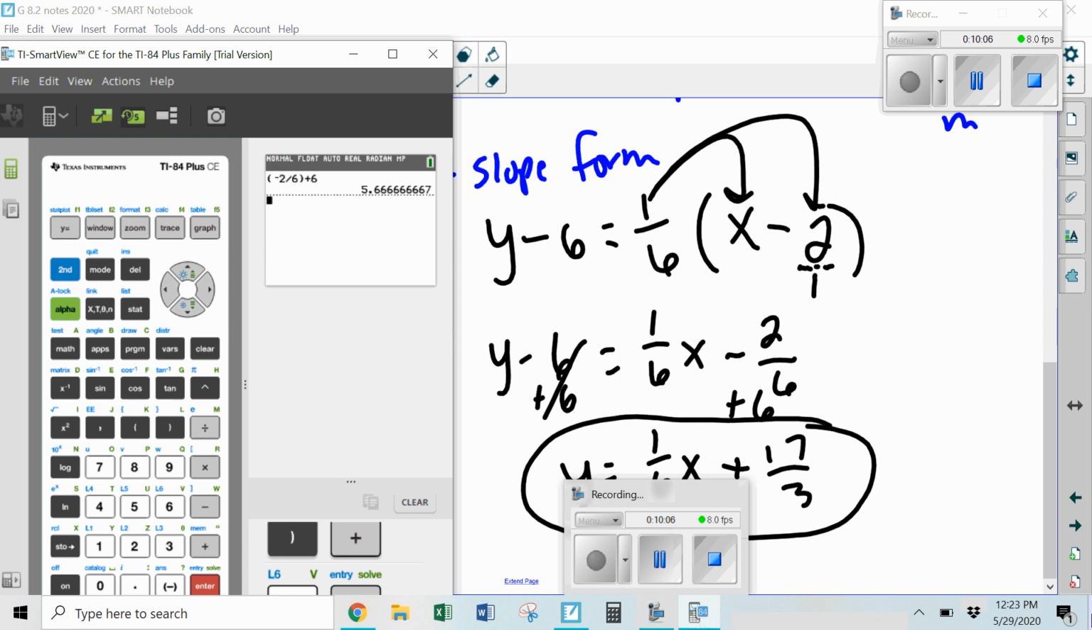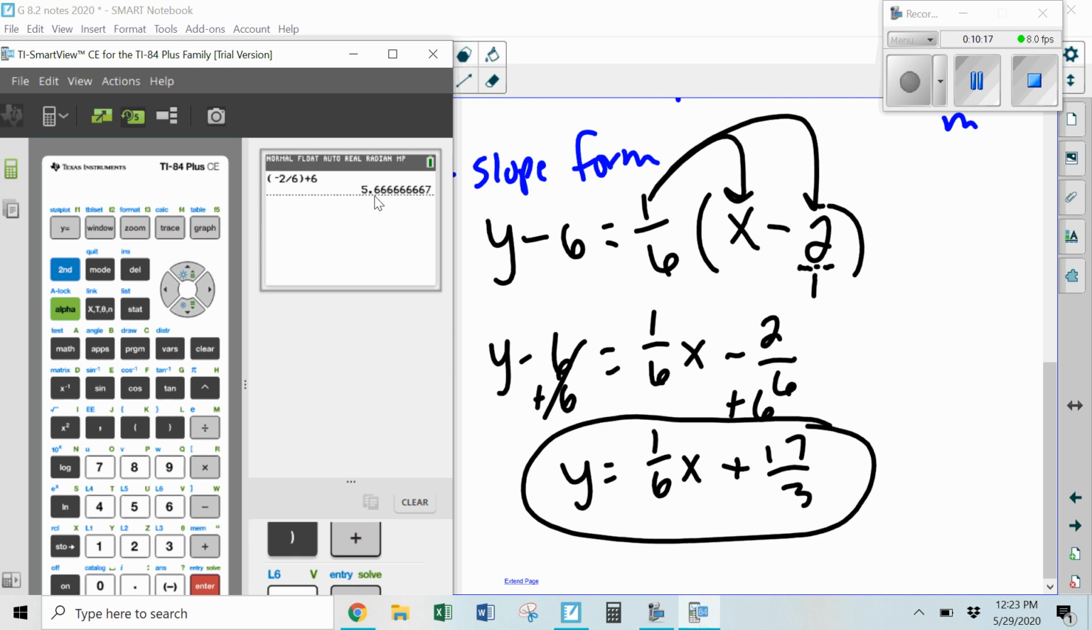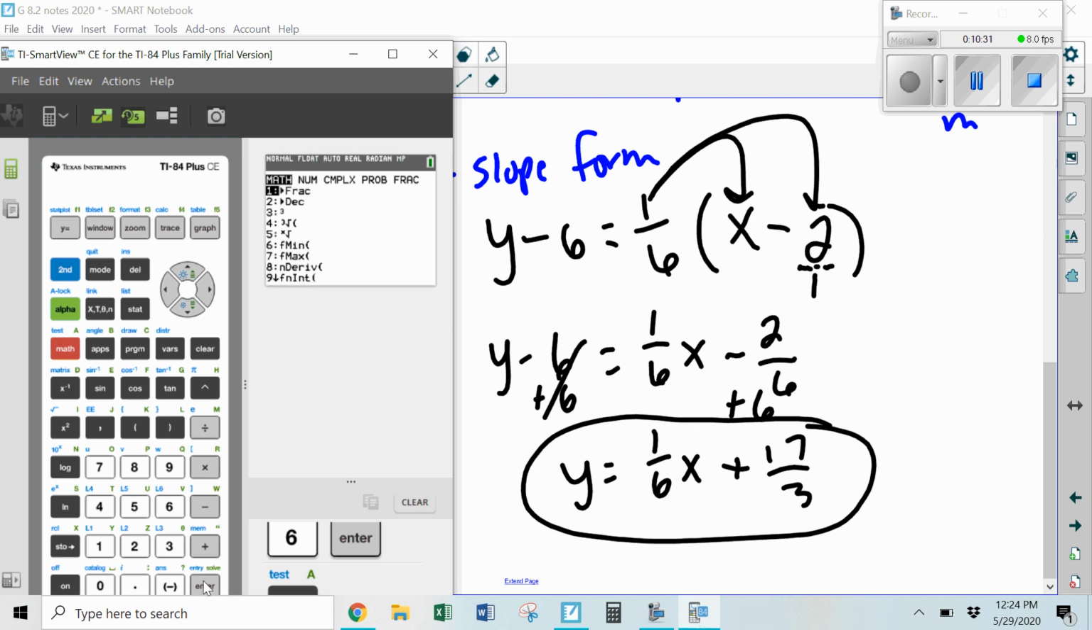Now, I don't really want to write that decimal when my slope is a fraction. It's nice to keep everything in a fraction then. So this is a button you're going to use all the time. Make sure you're paying attention how to turn this decimal into a fraction. Hit the math button. It's right here. Under my green alpha, it says math. And my first choice is fraction. That's what I want. So hit enter. You'll have to hit enter one more time. So math, enter, enter. That's how I got my 17/3.